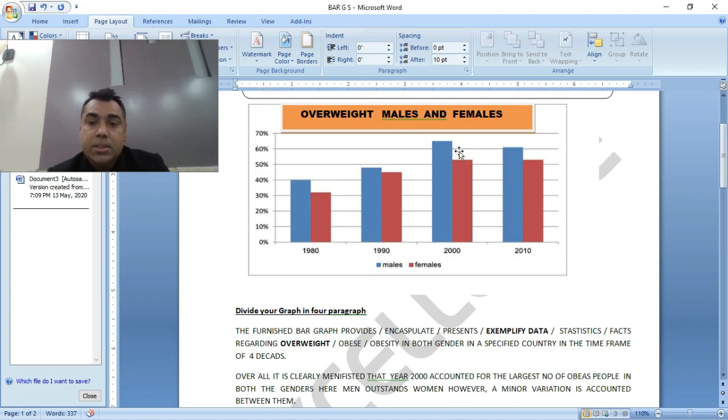See here, you can see the minor variation is noted in the female. The female have less numbers as compared to the male. So we can also say there is a minor fluctuation or minor variation, approximately 8 to 10%. Females are less in the year 2000 as compared to the males.